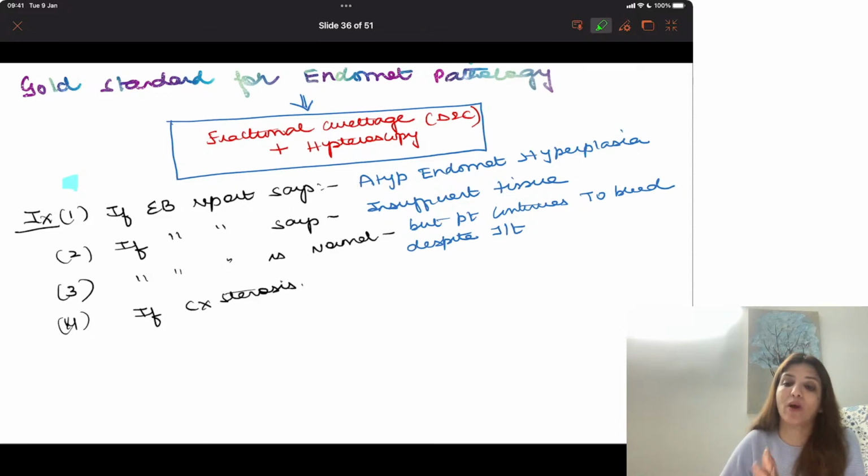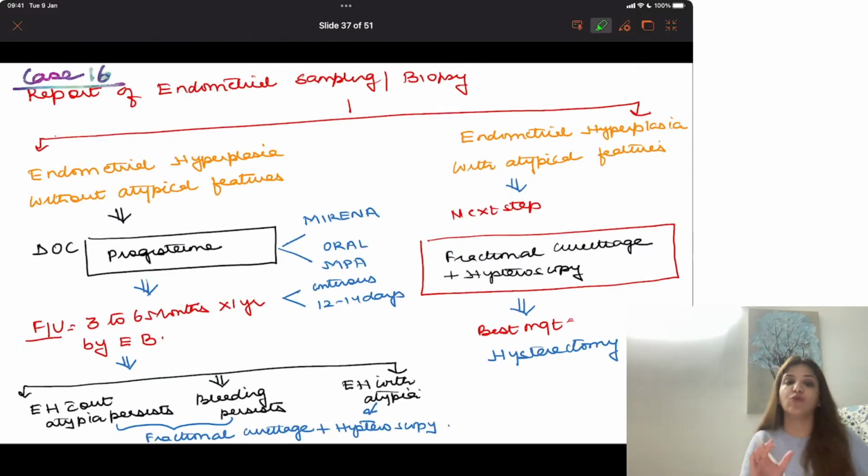And if there is cervical stenosis, then in that case I will have to dilate the cervix, and if I have to dilate the cervix, then why go for endometrial biopsy? Go for a better procedure, that is fractional curettage and hysteroscopy. Right? So if the cervix is stenosed, I will have to give her anesthesia and dilate, then I will go for fractional curettage and hysteroscopy rather than endometrial biopsy. These are all indications for fractional curettage and hysteroscopy, and it is very, very important that all of you know these indications on your tips.